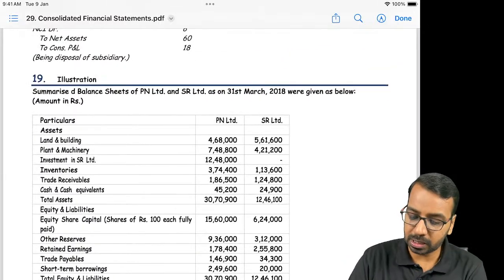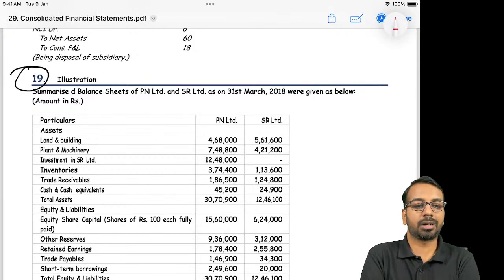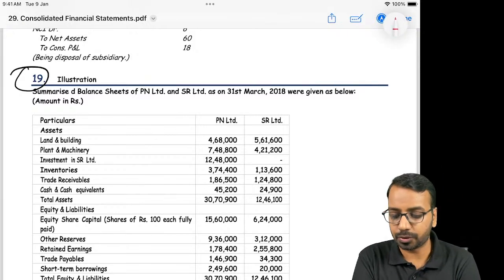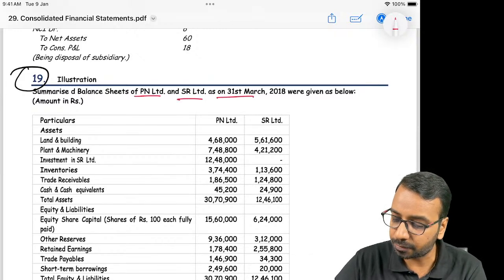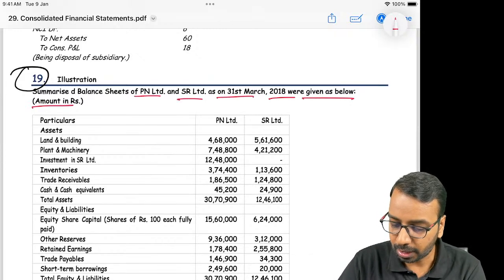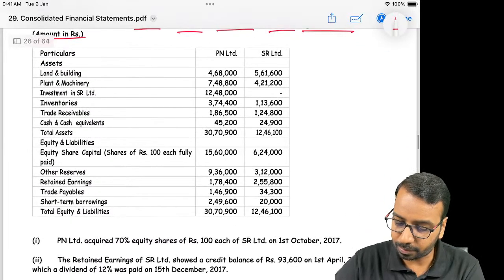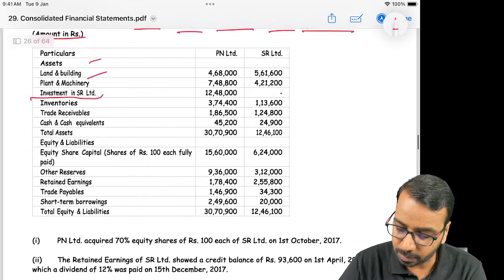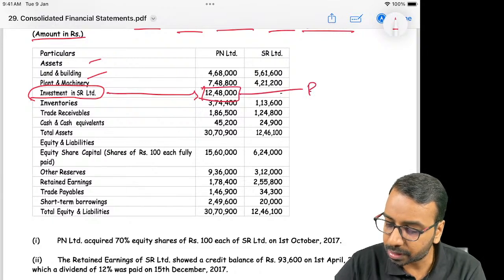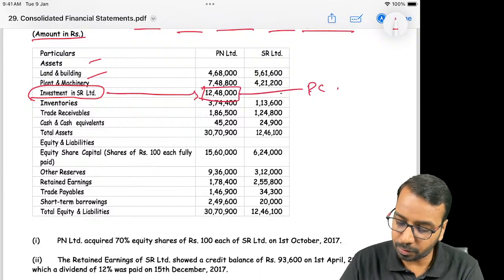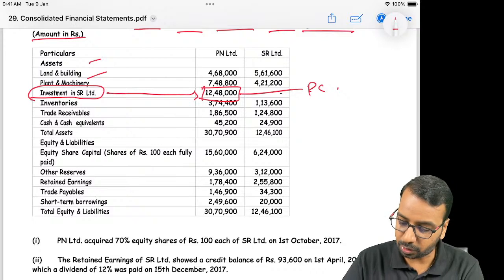Look at this question. Once we solve this question, you will have good comfort on how to handle questions on consolidation. Summarized balance sheets of PN and SR as on 31st March 2018 are given below. They have given land and building, plant and machinery, investment in SR Limited, which is your purchase consideration.